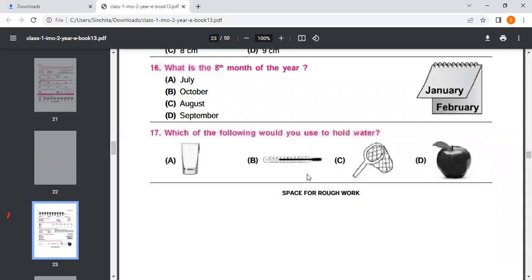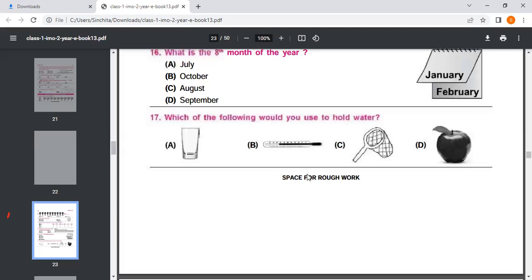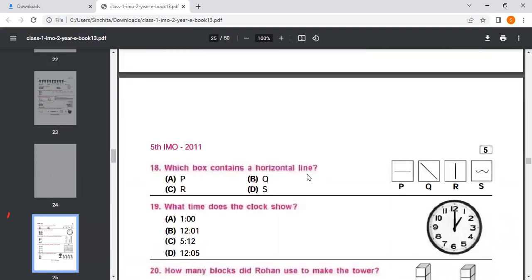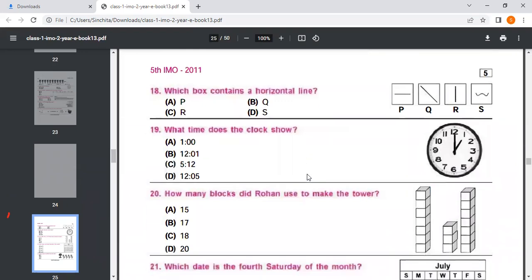Excellent, beta. Do you know what the thermometer is used for? Yes, ma'am. What for? Ma'am, to measure the temperature. Tell me, to measure the temperature. Animesh, are you there? Tell me, a thermometer is used to measure the temperature. Ma'am, the thermometer is used to measure the temperature. Very good. Now tell me number 18.